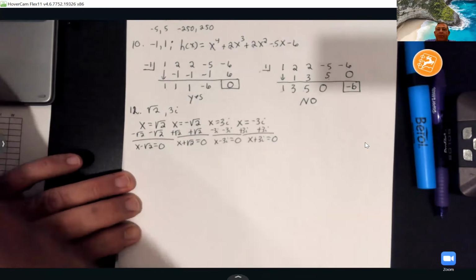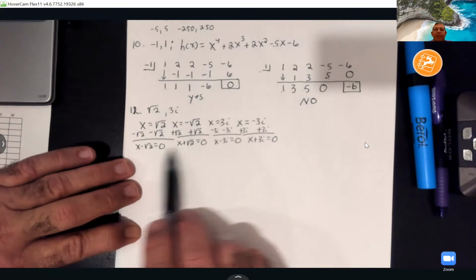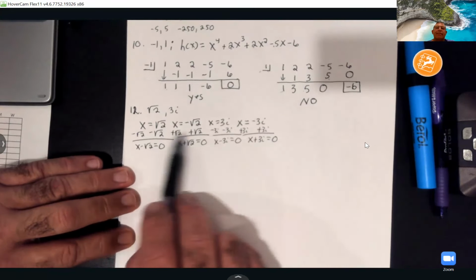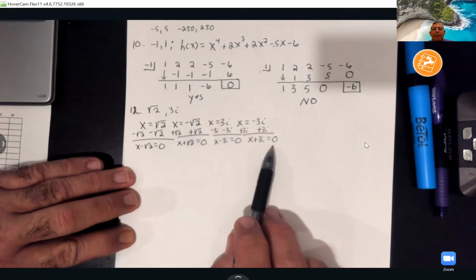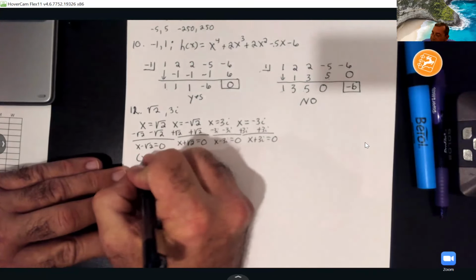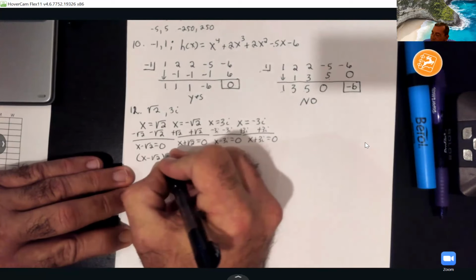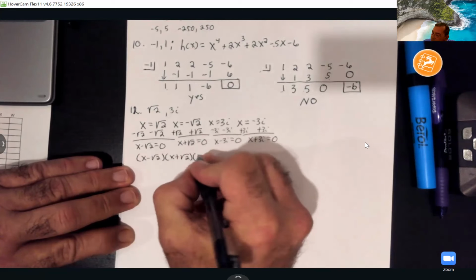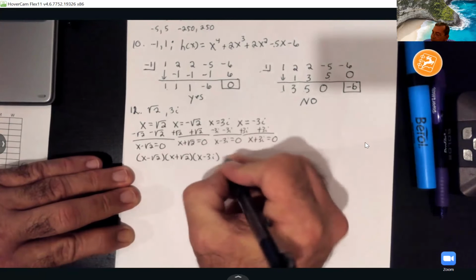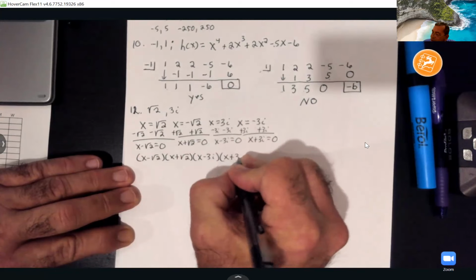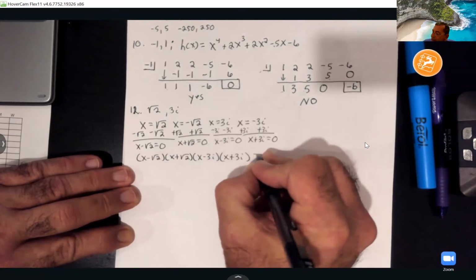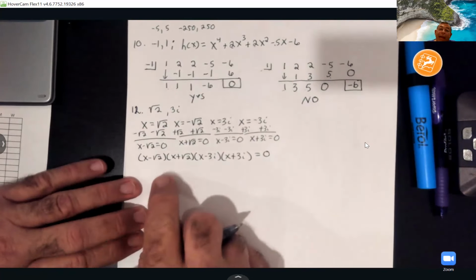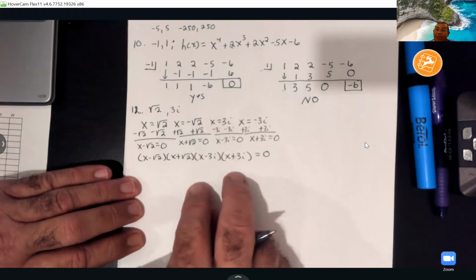Now, let me move that cursor. Now that I had all these factors equal to 0, I'm going to put them all in parentheses and set that whole thing equal to 0. So I get x minus square root of 2, x plus square root of 2, x minus 3i, and then x plus 3i. All of that equal to 0. Now, y'all ought to be happy. I got the one with all the conjugate pairs on it.